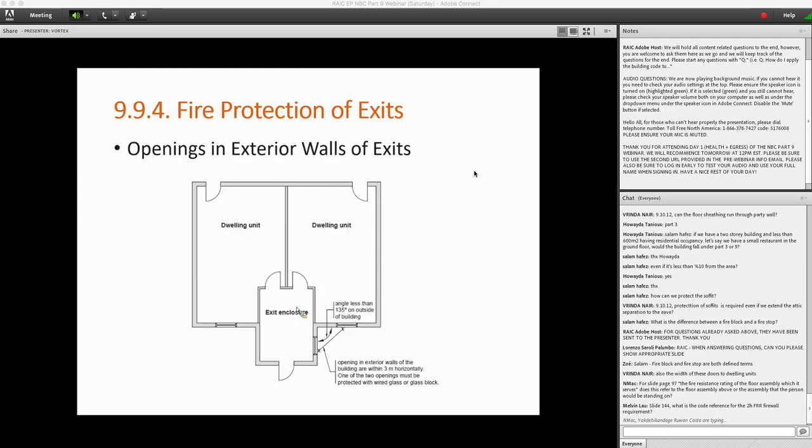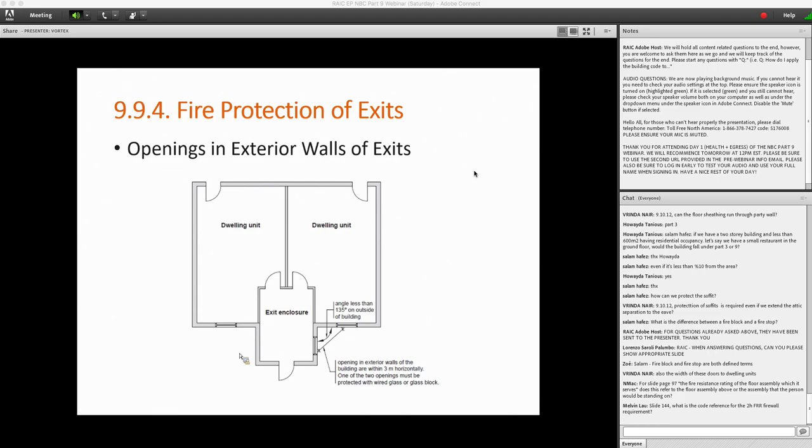Yeah, so it is. I mean, we recommend measuring from the edge of the window. It's more conservative to measure that 3-meter distance from the edge of the window opening.